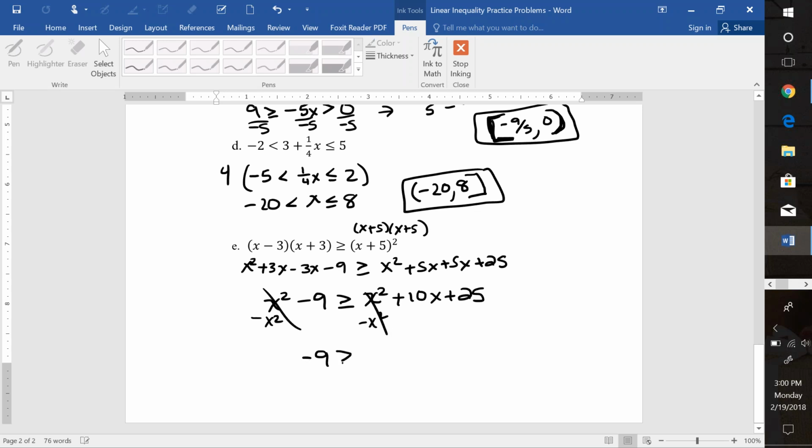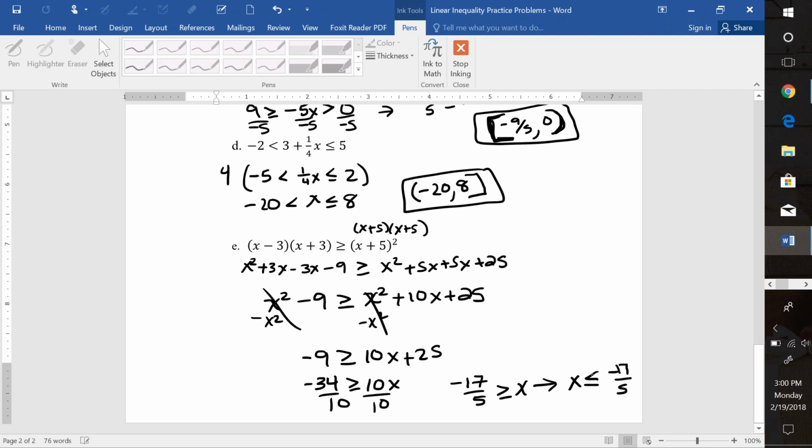So this is just negative 10 is greater than or equal to 10x, or negative 9 is greater than or equal to 10x plus 25. I would subtract my 25 over, so that makes this negative 34 is greater than or equal to 10x. Divide by 10. So that reduces to negative 17 over 5. Now notice this has x on the right side. That is always harder to write in interval notation, so sometimes it's better just to flip both sides. But if you do that, you have to make sure the inequality is still pointing to the correct variable. So it's going to be pointing to the x. So this would be negative infinity up to negative 17 over 5.